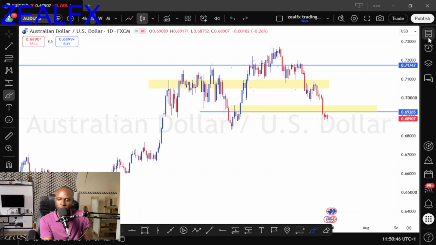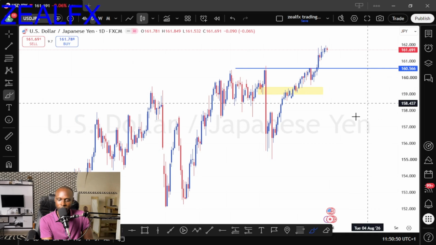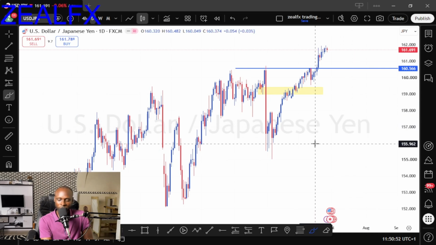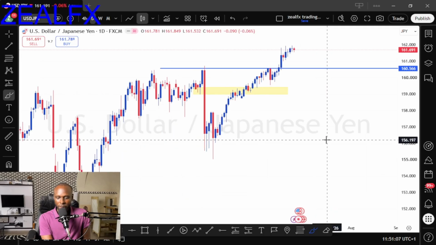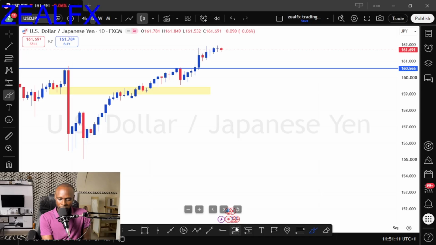So let's look at the next pair, which is the USD JPY. If you watch my last week's forex analysis, I said I expect price to keep pushing higher for the USD JPY. You can see clearly that price has been pushing higher from that particular level. I said I expect price to retest and keep buying. So what do we expect this week? This week we need price to retest. We have two levels here where we expect price to retest.